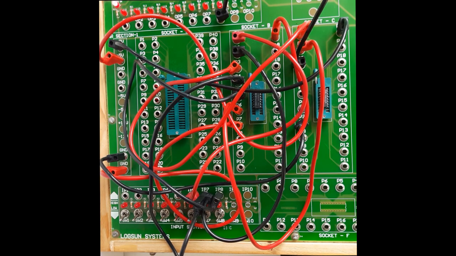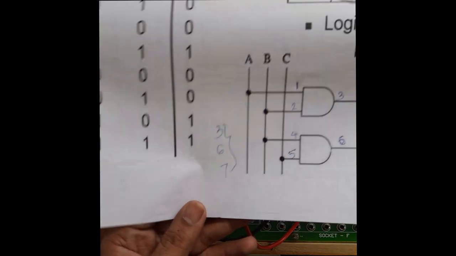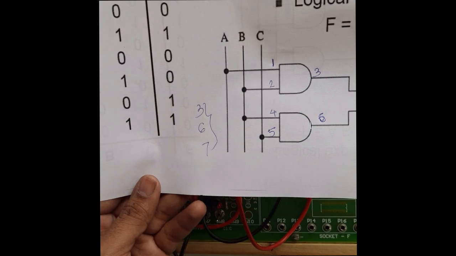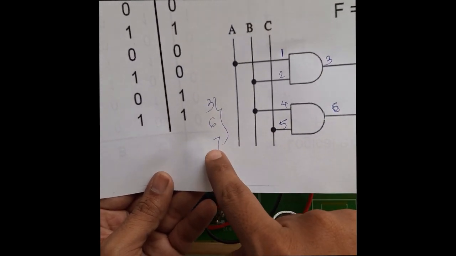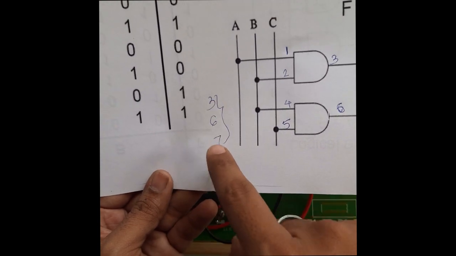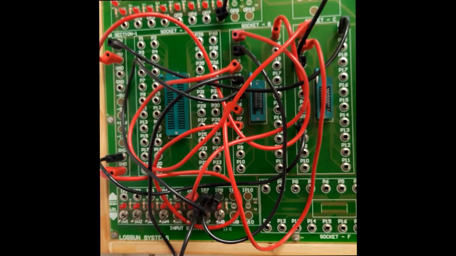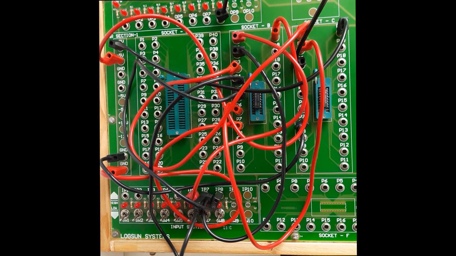So here your connections are over. Now we want to check the output part. For checking the output part, you require the truth table. According to our truth table, when your ABC inputs are 3, 6, 7, then your output should be high. For other combinations, your output should be 0. Now we'll check it.